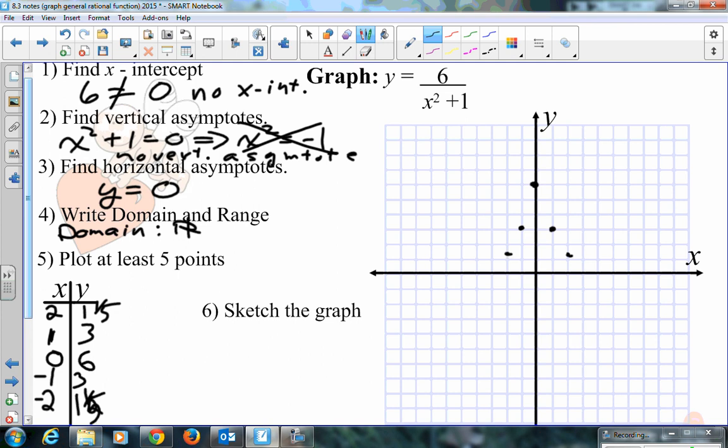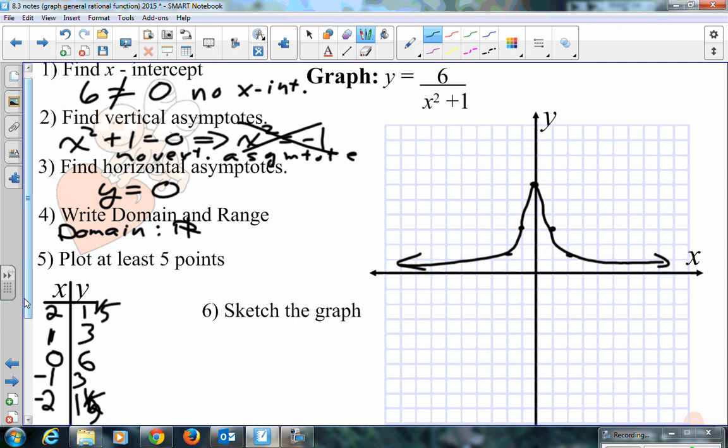Now, it should be enough here to kind of get a shape, because I know that the asymptote of the x-axis has to look something like that.